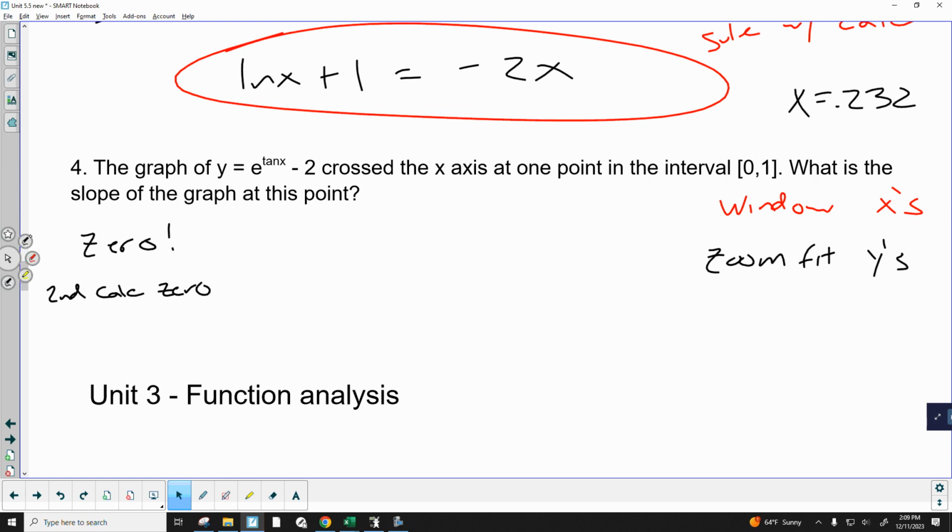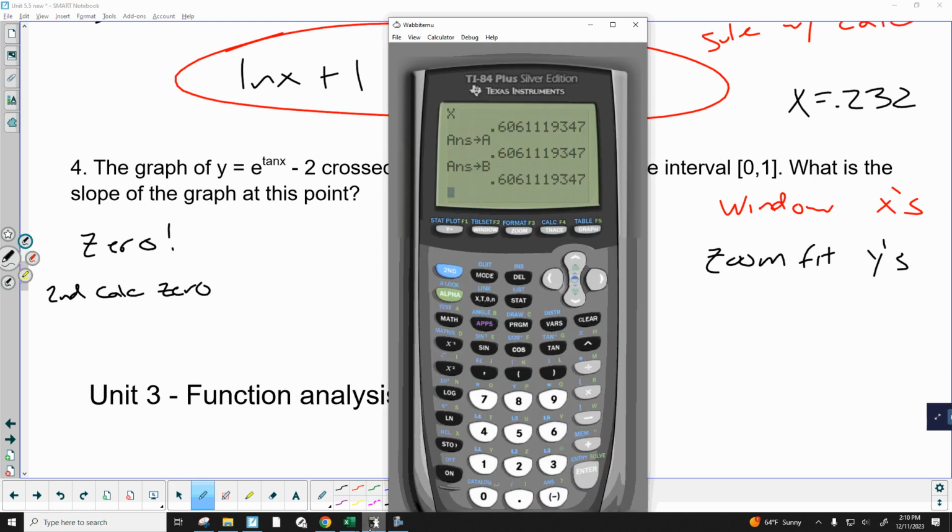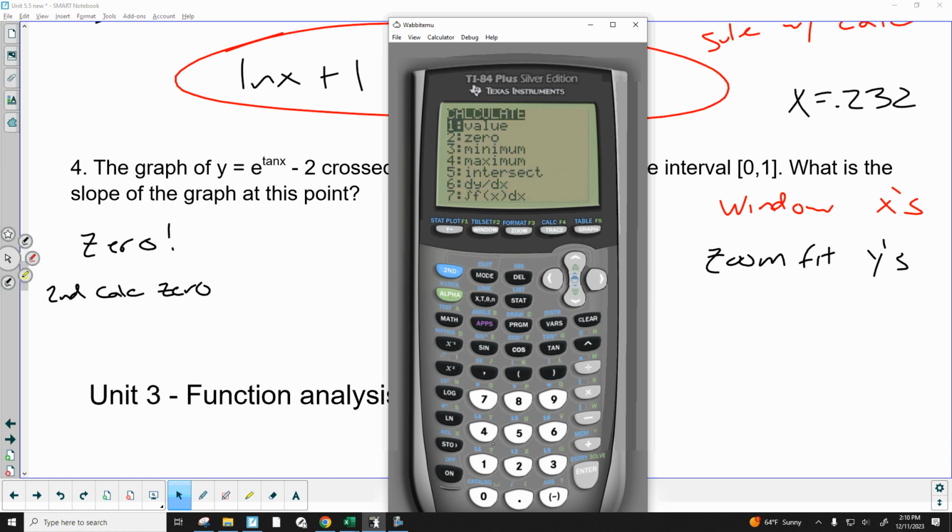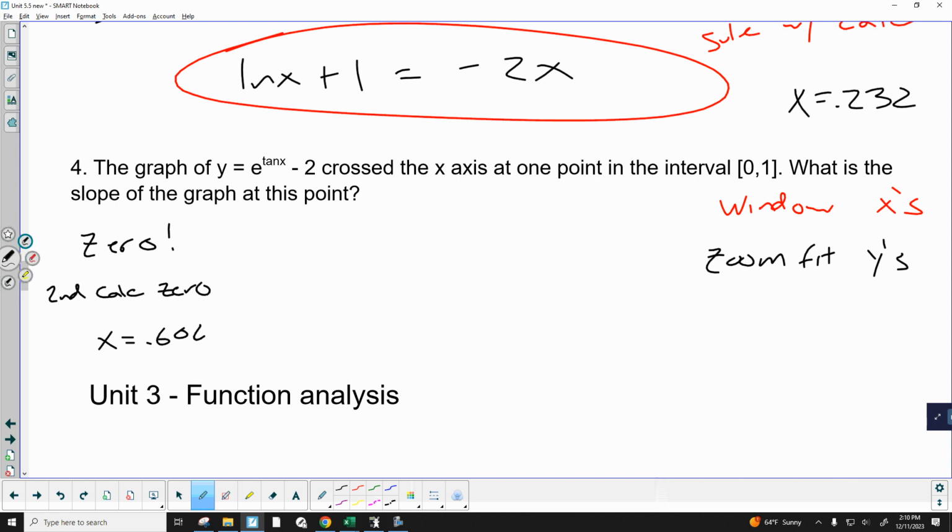Now, the other way to find a 0 really quickly is the way I prefer. You could graph y equals 0. You don't see it, but it's there, and you can find the intersection. It might be a little bit quicker than doing left bound, right bound, because you just press enter, enter, enter, and boom. That's how you find your intersection, your 0. You got 0.606. I'm putting dots after that because we want our slope at that point.